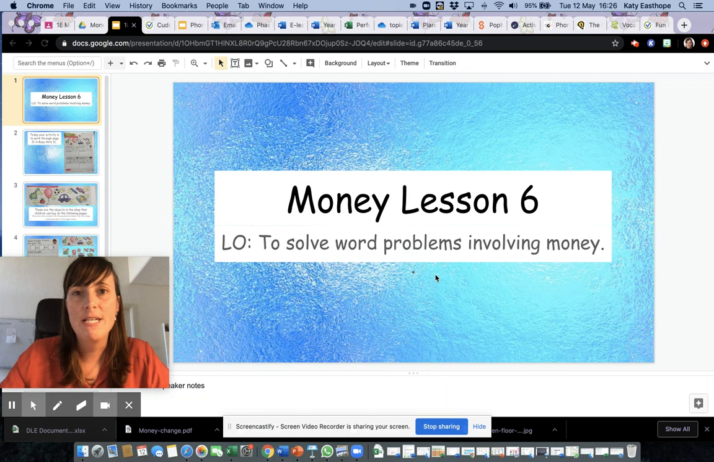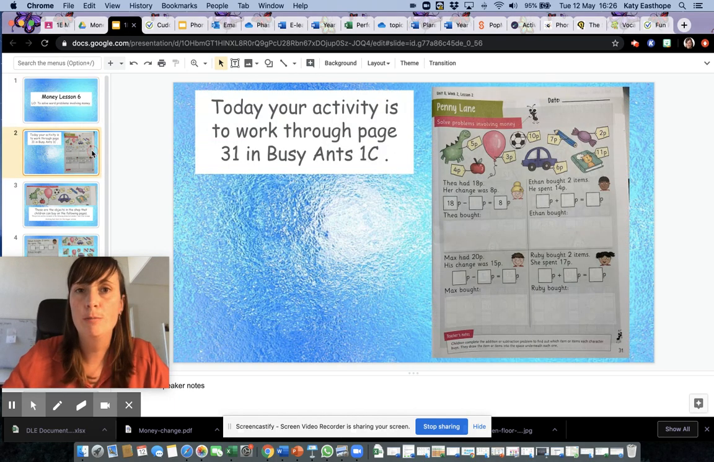Now, this is Money Lesson 6, and today we're going to be solving word problems involving money. So let's have a little look. You're going to be using a page in your books, but before we do that, I'm going to model the activity using a game.